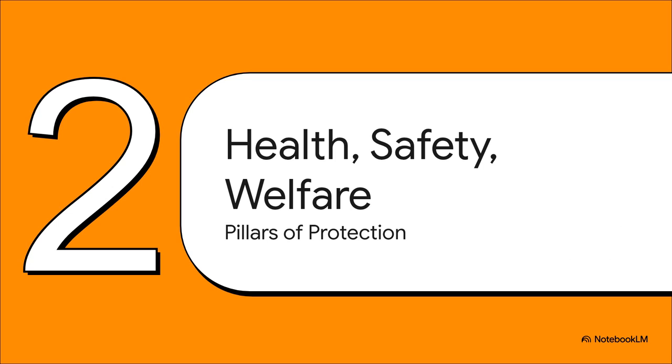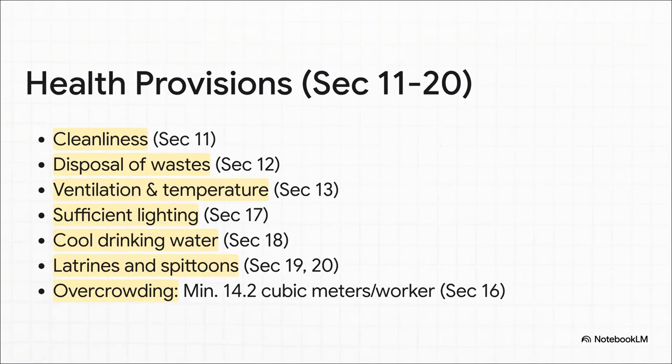So let's move on to the core pillars of the entire Act. We're talking about health, safety, and welfare. Think of these as the three non-negotiable legs of the stool that supports the entire idea of a safe and humane workplace. The health provisions in sections 11 to 20 are all about the physical environment. We're talking basics like cleanliness, good ventilation, safe drinking water. But there's one very specific number here that you absolutely have to remember. Section 16 on overcrowding. It mandates a minimum of 14.2 cubic meters of space for every single worker. Circle that number in your notes.